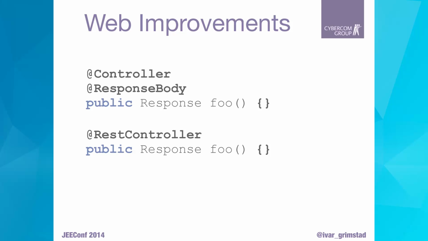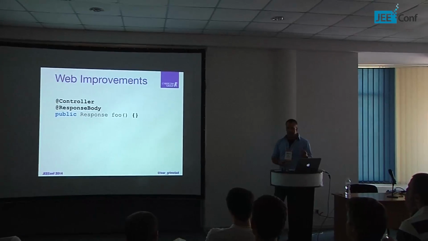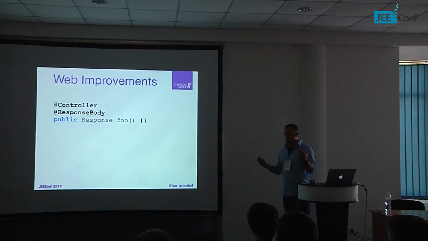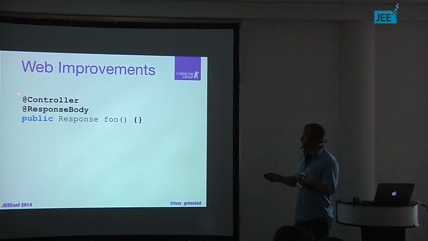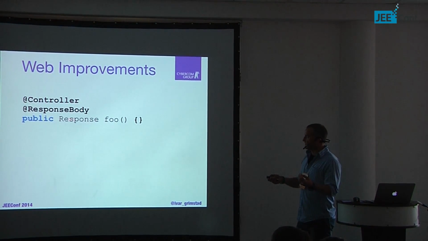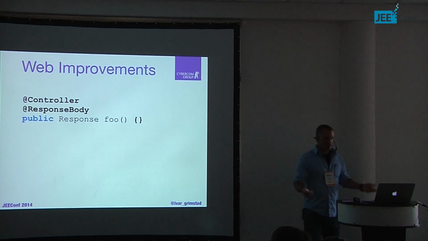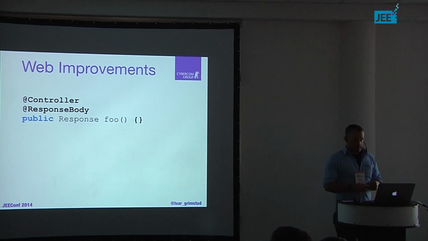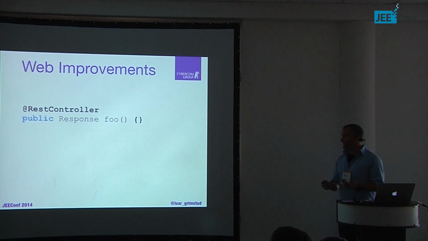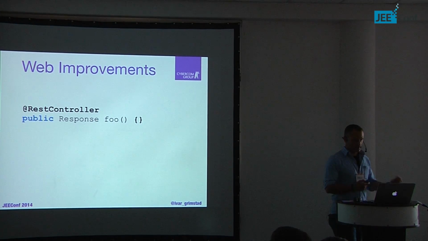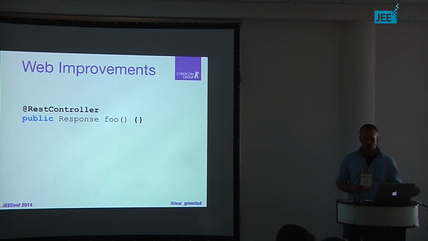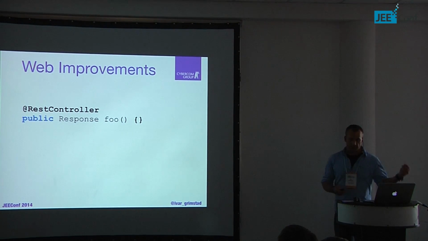They've done some improvement in the web modules. If you've been implementing REST interfaces in Spring, you probably know that you have to use the @Controller and @ResponseBody annotations to get, for example, JSON serialized. But now they have combined this in a @RestController, so you don't have to write both these annotations. It's more convenient, and it's pretty nice. But it's still not the same as JAX-RS, and I'll show that later.